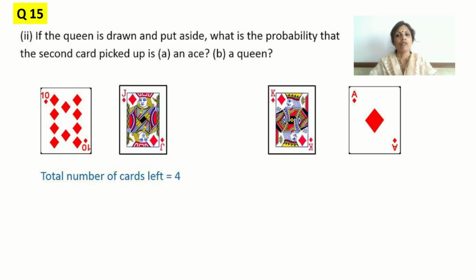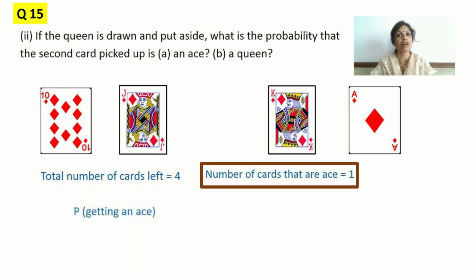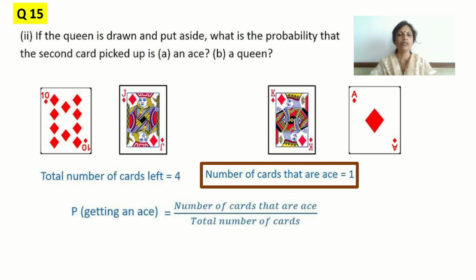Then what is the probability that the second card picked up is an Ace card? So just find out that. Now number of cards that are Ace in the remaining cards is equal to 1. So we'll use our formula. So probability of getting an Ace card is equal to number of cards that are Ace upon total number of cards, and that is 1 upon 4. Yeah. So 1 upon 4 is the probability of getting an Ace card.